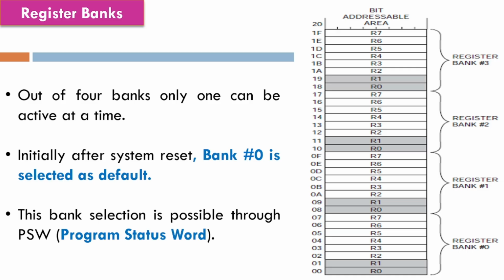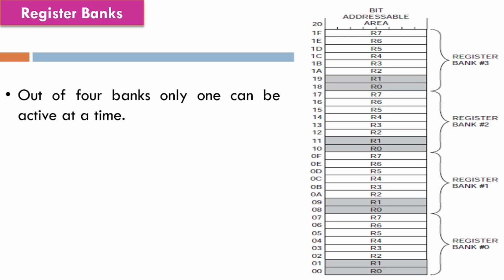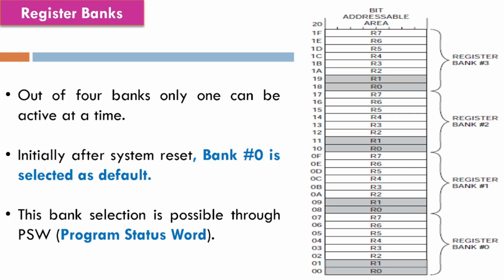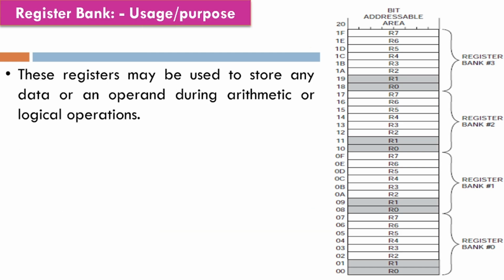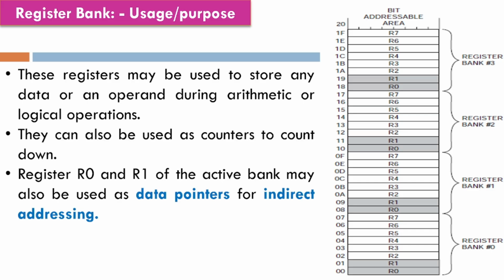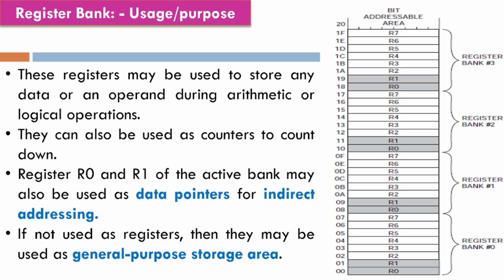However, out of the 4 banks, only one can be active at a time. Following a system reset, bank number 0 is selected as the default, but you can change this bank selection through the program status word or PSW. Additionally, registers R0 and R1 of the currently active bank may serve as data pointers for indirect addressing. If these spaces are not being used as registers, they can simply function as a general-purpose storage area.